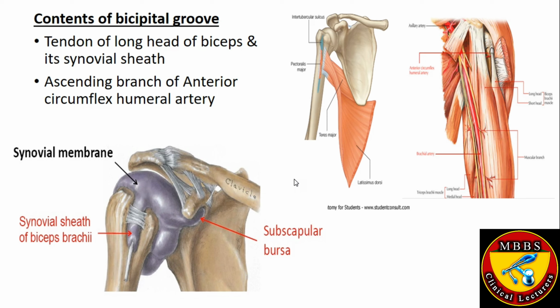Contents of the bicipital groove: the tendon of the long head of the biceps and its synovial sheath. See the synovial sheath and the tendon of the biceps. The ascending branch of the anterior circumflex humeral artery, you can see here, this is the ascending branch of the anterior circumflex humeral artery. This is the short and the long head of the biceps muscle.